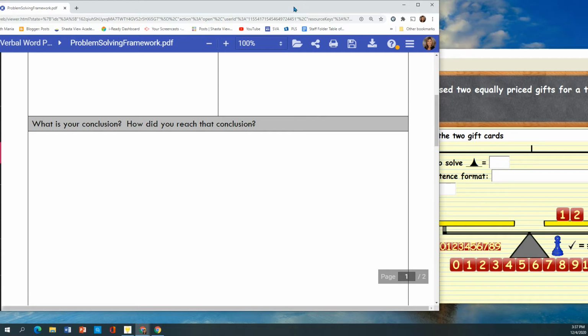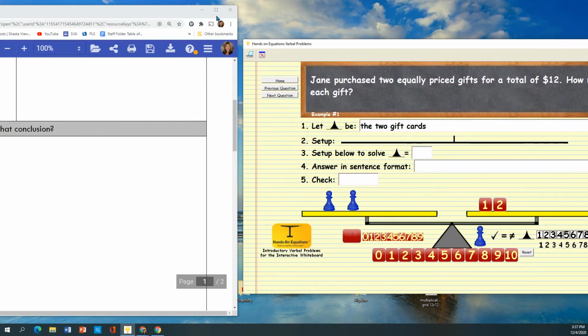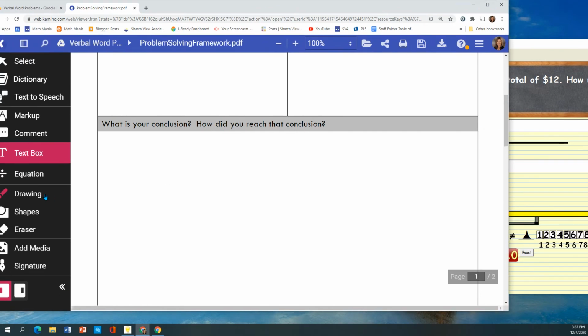So instead of drawing on this paper, we're going to use our hands-on equation board right here. We can see we have the 2 gift cards, and we have it set up here. That's what we just did. We put the 2 pawns on this side, and then the 12 on that side, because both of these pawns are going to equal 12. Answer in sentence format. So what do I think the answer is? I know if I have 12 and I cut it into 2 groups, I would get my answer. And actually, we can use this to help us solve our problem.